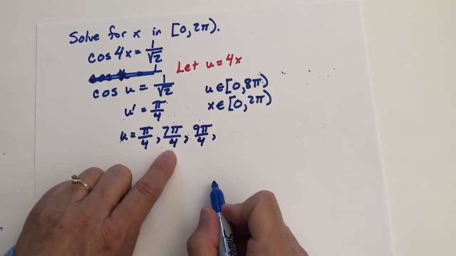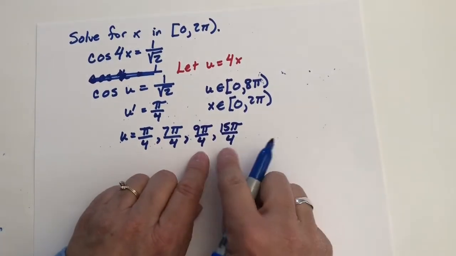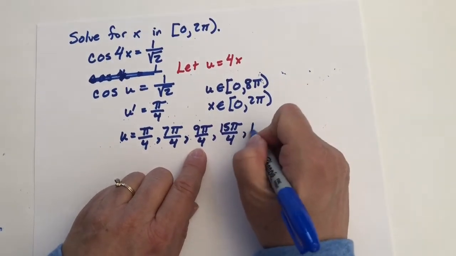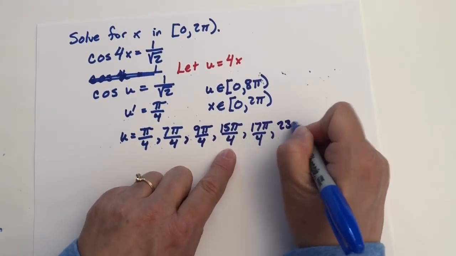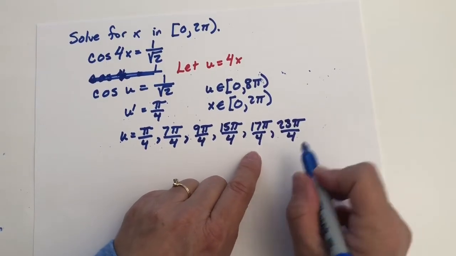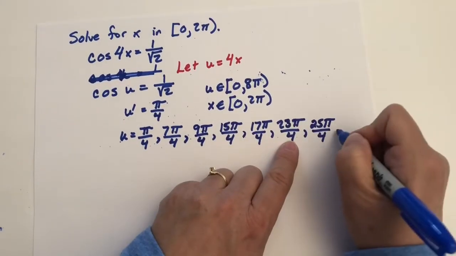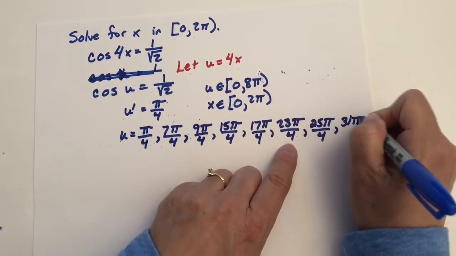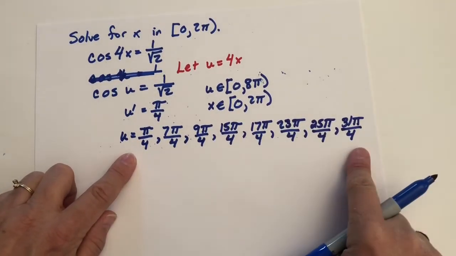Similarly, I would add 8 pi over 4 here. And now I've gone 2 complete rotations. I'm up to 4 pi. Let's keep going. We're going to add 8 pi over 4 again, and again, and one last time. And what is that? 31 pi over 4. So now our u values are all the way out to 8 pi.